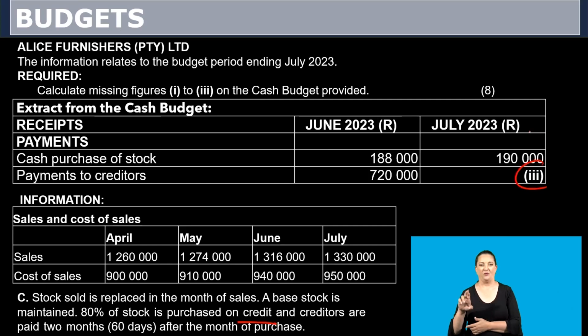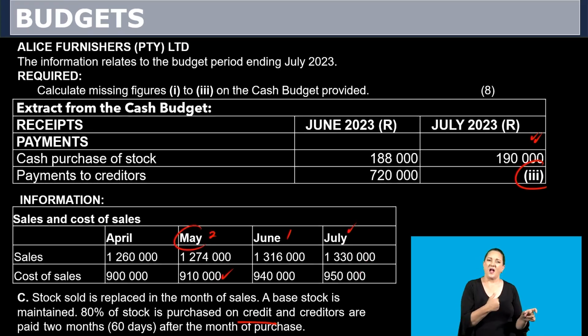So if we're going to pay in July, we therefore need to look 2 months going back. If we are in July, we have to count 2 months: 1, 2. So I'm going to come to May. If I purchase in May, I will pay that 1 month, 2 months, so I pay it in July. So I look at the cost of sales in May. And the cost of sales in May is 910,000.